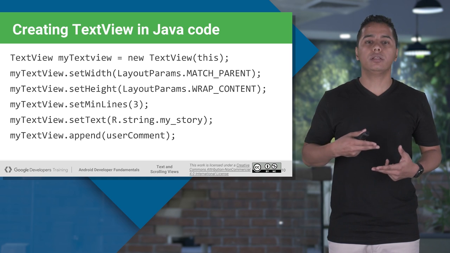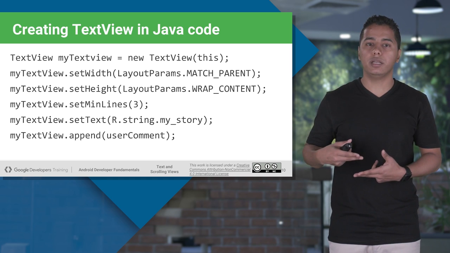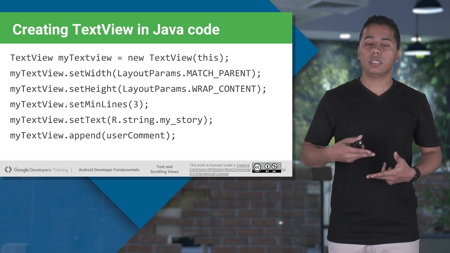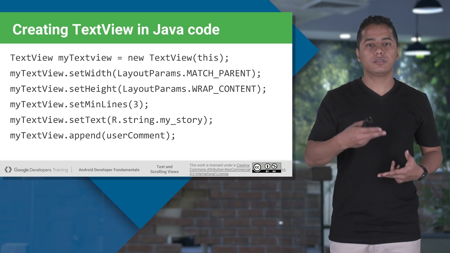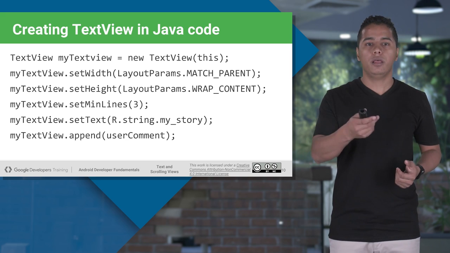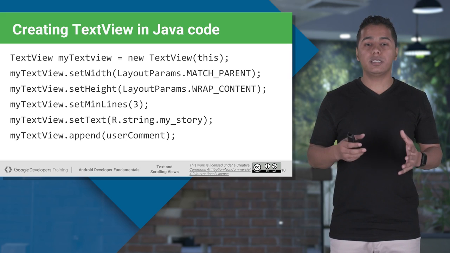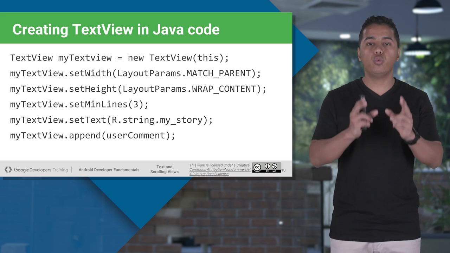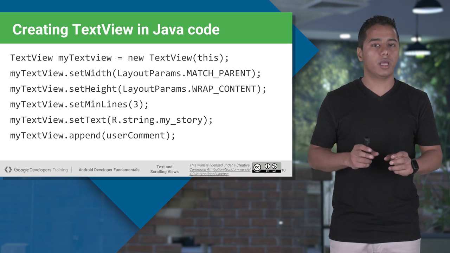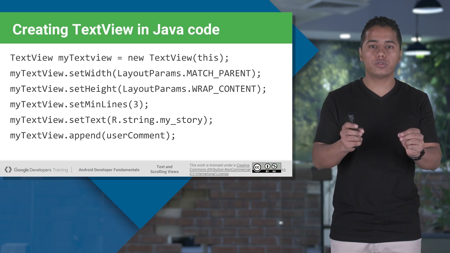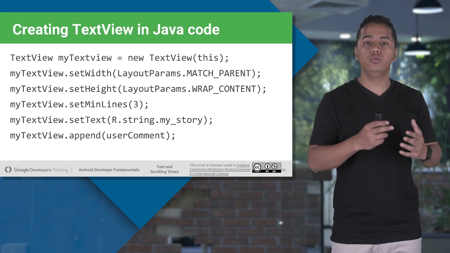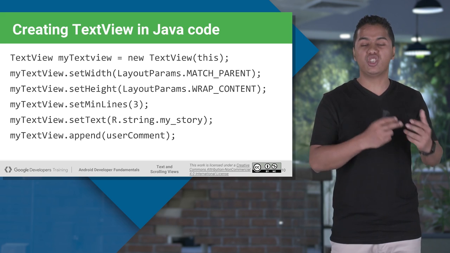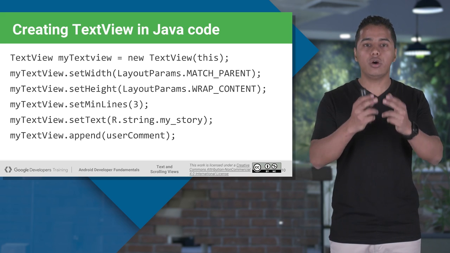By default, your text view will contain only a single line, but if you want your text view to contain more than one line, you have to specifically specify setMinLines or setMaxLines. Then you can set the text which you want to show inside your text view. Again, it can be hard-coded, or it can be from resources. So if you want to use a resource file in your Java class, that's how you do it.